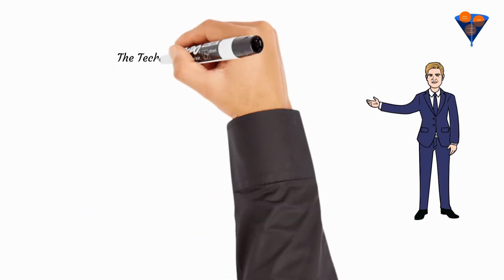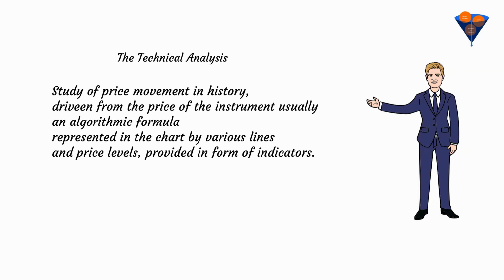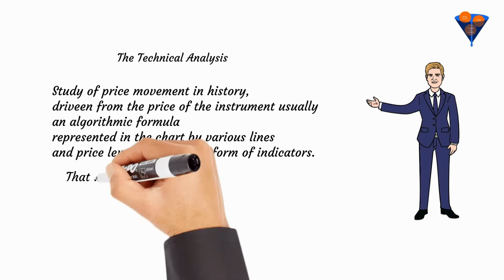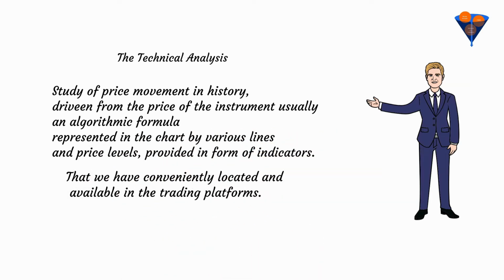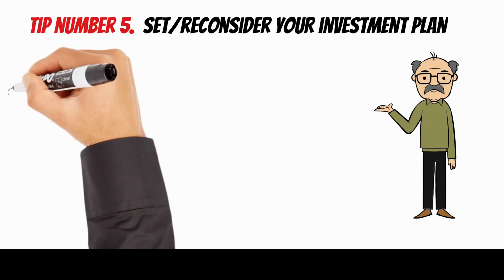Further, we have technical analysis, which is a study of price movement in history. And technical analysis is usually performed with indicators, typically an algorithmic formula represented in the charts by various lines and price levels. These indicators are conveniently located in our trading platform, such as MetaTrader, for example. And once we know all of this, now it's the proper time to either set or reconsider our investment plan.